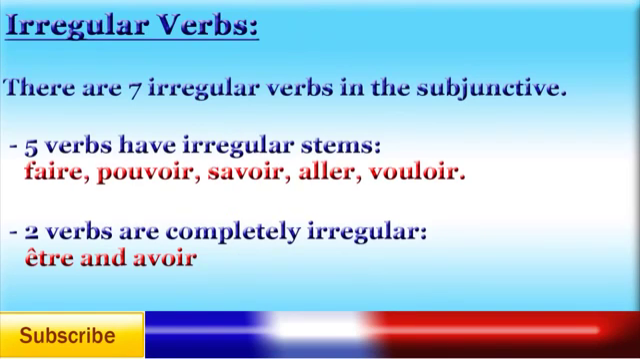There are 7 irregular verbs in the present subjunctive. 5 verbs have irregular stems. They are faire, pouvoir, savoir, aller, and vouloir. And 2 verbs are completely irregular. They are être and avoir.